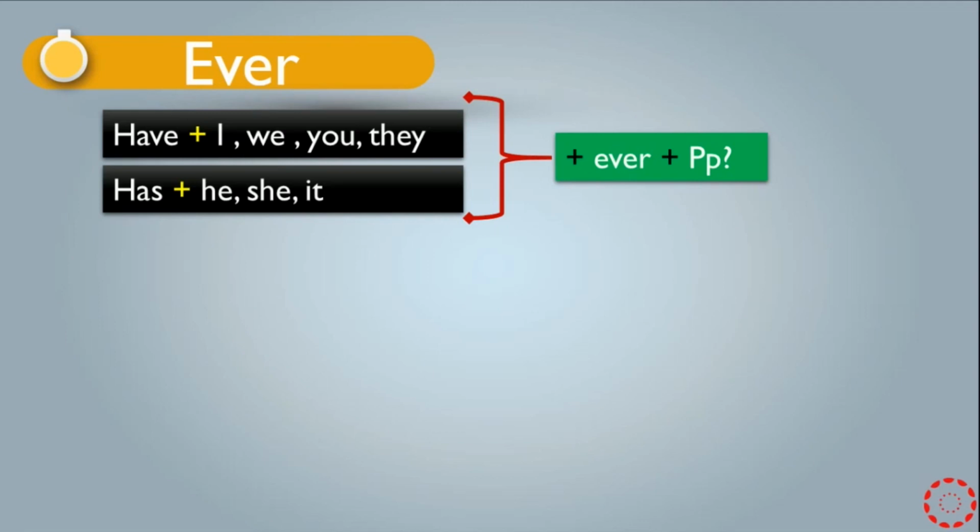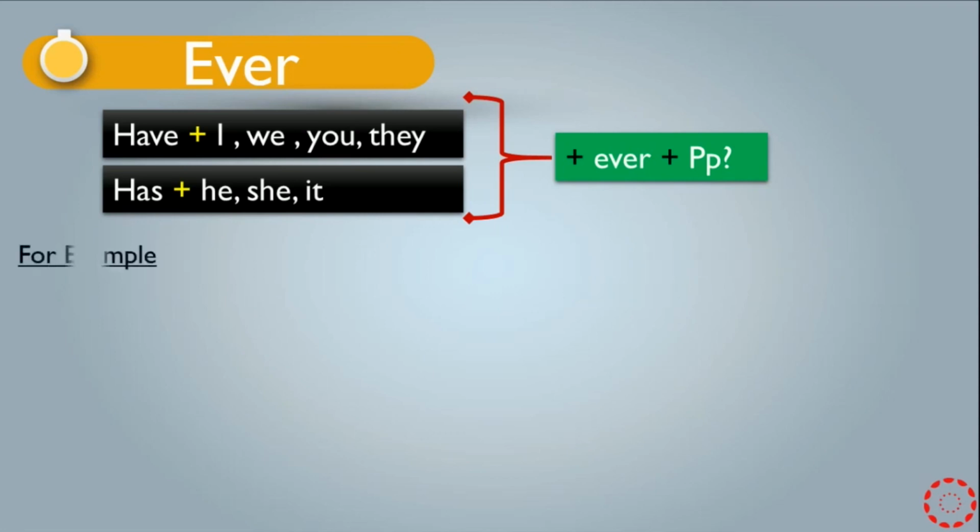Okay, so ever comes after the subject. Note, ever is used with question sentences. As I said previously, never is used with positive sentences. Now we have ever, which is always used with question sentences.